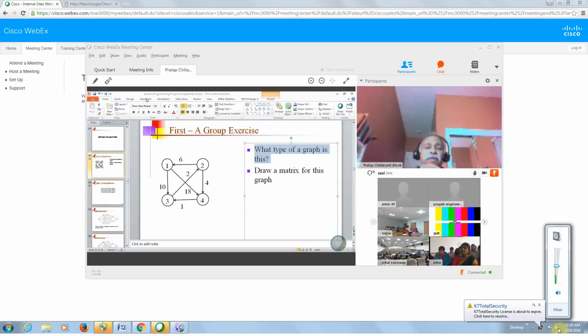How do you represent that graph in a matrix? The other way around. Don't put it on the screen yet. I want them to think how they do it. There are different ways of showing it in a matrix. Jntuk Kakinada, don't put it on the screen.